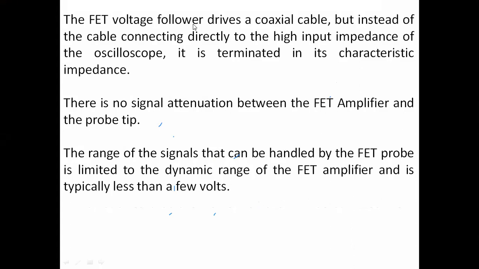The voltage follower drives a coaxial cable, but instead of the cable connecting directly to the high input impedance of the oscilloscope, it is terminated in its characteristic impedance, and there is no signal attenuation between the FET amplifier and the probe tip. The range of signals that can be handled by the FET probe is limited to the dynamic range of the FET amplifier, typically less than a few volts.